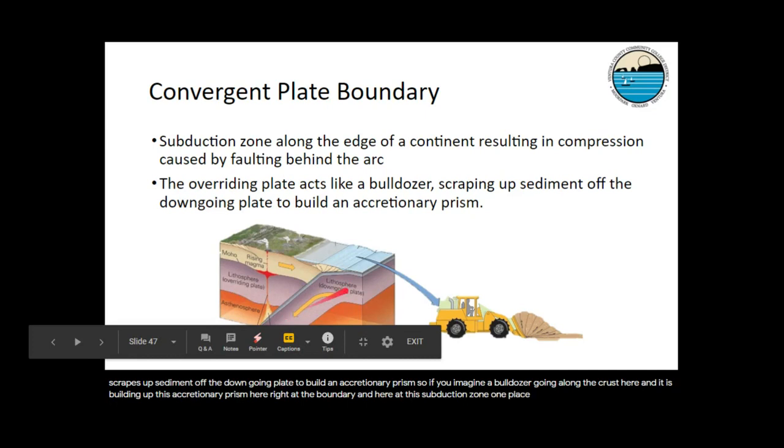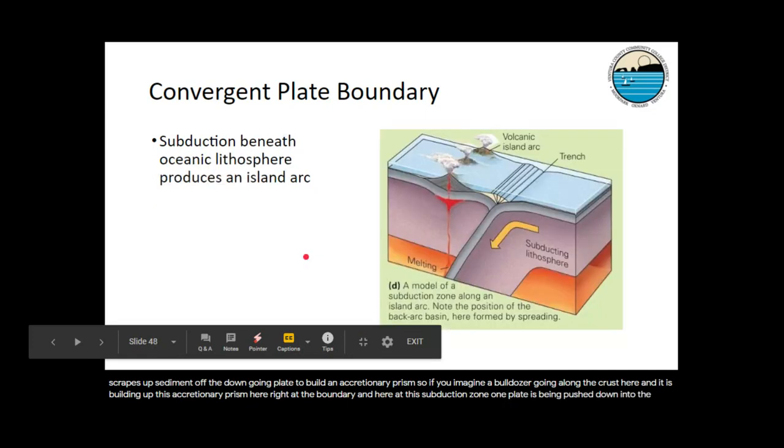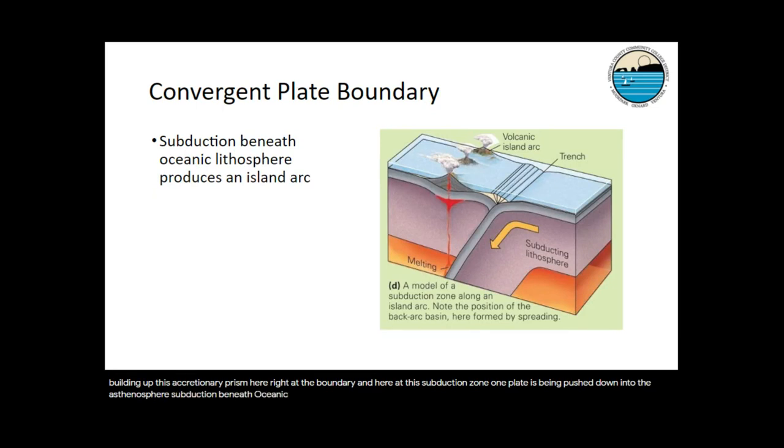Subduction beneath oceanic lithosphere produces an island arc. So out in the ocean, when we have a subduction zone, this creates melting at the point in which the plate interacts with the asthenosphere. And sometimes this can cause an extreme amount of heat and pressure, and that can cause magma to move upwards, and this is where we see volcanic island arcs. So volcanic island arcs occur where we have a subduction of oceanic lithosphere.